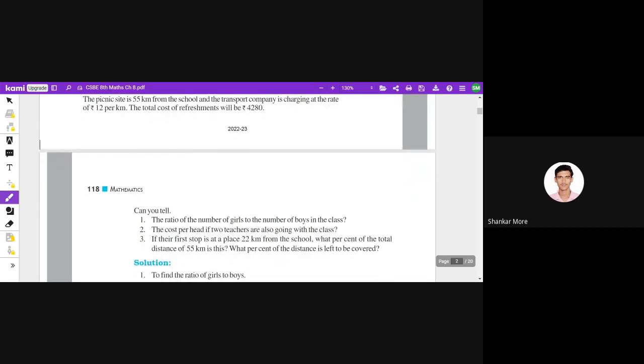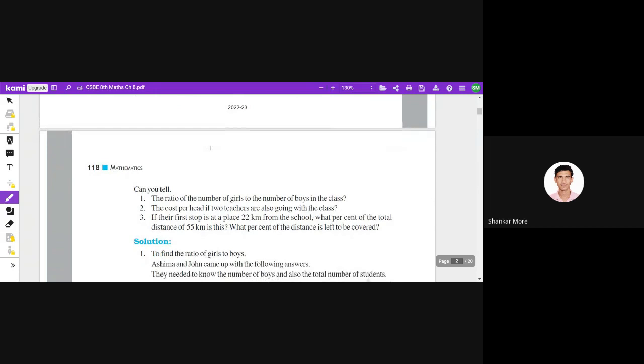The total cost of refreshment will be 4,280 rupees. Now, these are the questions that we have to answer. We have to answer the ratio of number of girls to the number of boys in the class. This is our first question, which needs to be answered. Second question is the cost per head if two teachers are also going with the class.